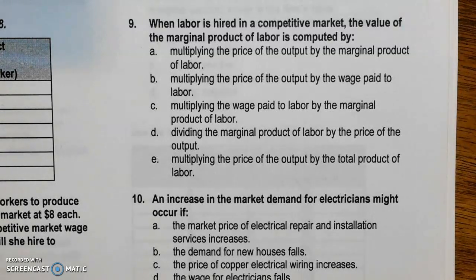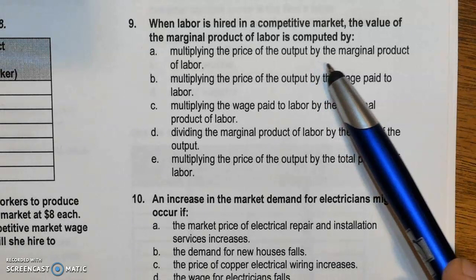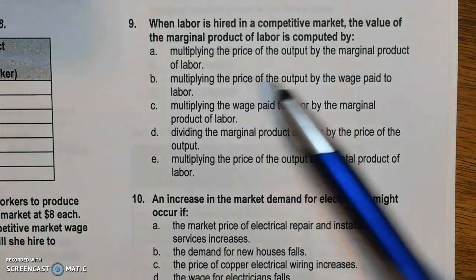All right, in number 9, when labor is hired in a competitive market, the value of the marginal product of labor is computed by... Okay, so essentially we're looking at the marginal product of labor and its value. So the answer is multiplying the price of the output by the marginal product of labor.